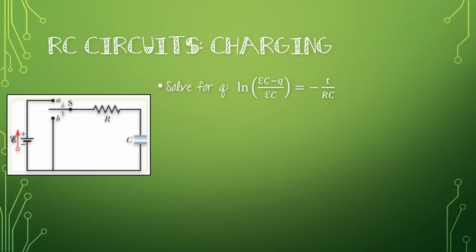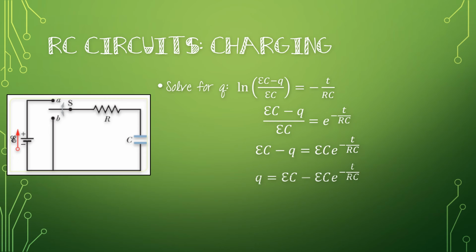And then we want to solve for q, because that's the whole point of this process, finding an expression for q as a function of time. So when we have a natural log, to undo that natural log, we use e to raise to that power. So my left-hand side just becomes EC minus q over EC, and the right-hand side becomes e to the negative t over RC. And then again, I'm just doing some algebra to eventually solve for q. Commonly, we write it as EC times the expression 1 minus e to the negative t over RC.